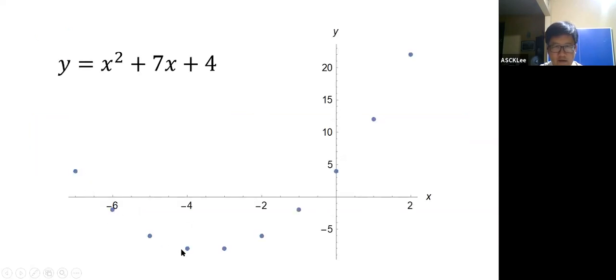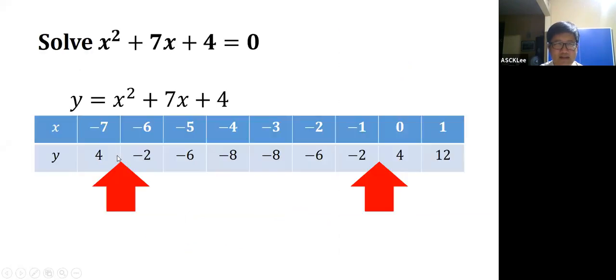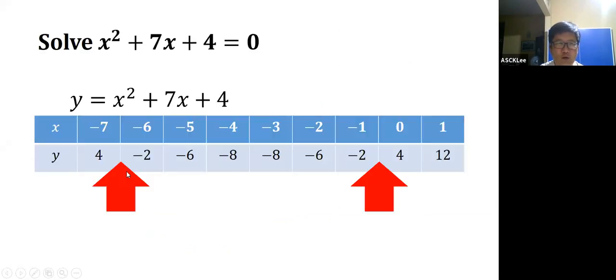4, -2, -6, -8, -8, you plot it out. After you plot out the points, you just connect it with a smooth line here, and you will see that exactly as we have anticipated, between -7 and -6, there is a root. This is -6, -7 is here. This is -4, this is -5, this is -6, this is -7. Between -6 and -7, there is a root, as we predicted by looking at this.